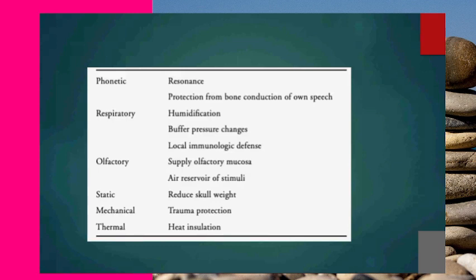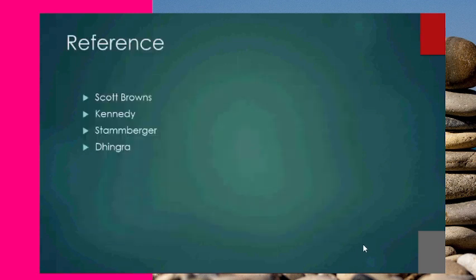Then the olfactory function, by supplying the olfactory fossa, gives an air reservoir of stimuli. And static: it reduces the skull weight because air is filled in the nasal sinuses, no? Because of that, it reduces the skull weight, and provides mechanical trauma protection. The nose is the foremost or the anterior most part of the face, no? So it protects the eyes and brain. Okay, so thermal heat insulation by humidification. These are my references. If you have any doubt, let me know.